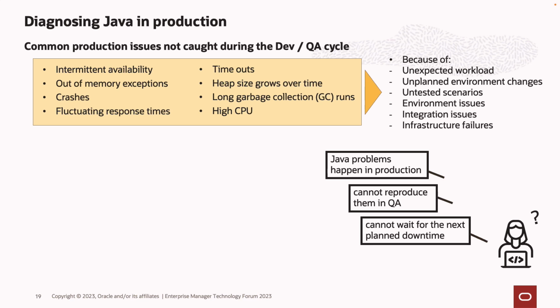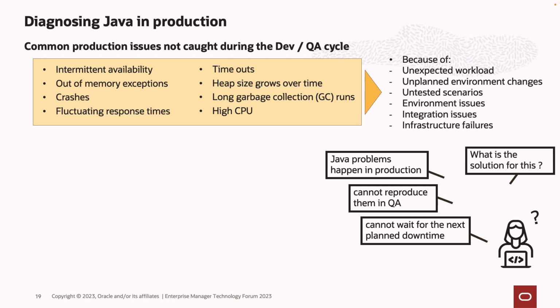What are the common issues seen in Java applications running in a production environment? Those can be intermittent availability issues, out-of-memory issues, or application crashes or timeouts. And those happen because of situations you did not expect to happen. Then what is the solution for these problems?